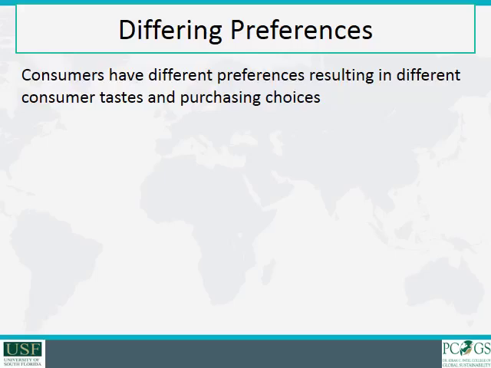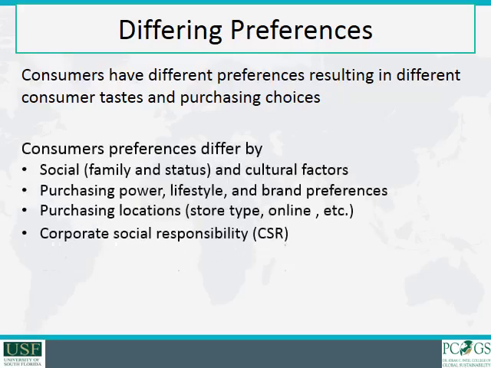As already mentioned, consumers have different preferences resulting from different consumer tastes and purchasing choices. Consumer preferences generally differ according to the following factors. The first is their social and cultural factors. Next is their purchasing power, their lifestyles, and brand preferences. Then their purchasing locations, whether they choose to buy online or from high-end stores or wherever. And finally, their views on corporate social responsibility programs of the companies that they purchase from.